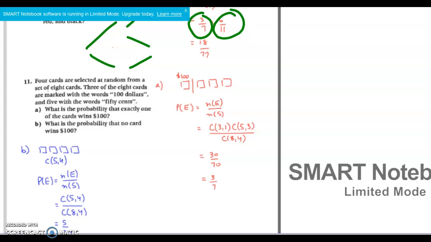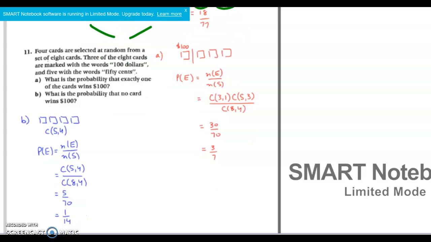This one here is a word question, not that difficult. Okay, so again, you have 4 cards. You're selected at random from 8 cards. 3 of the cards are marked like that. What is the probability that exactly one of the cards will win $100? 3 of the 8 cards are marked with this. So you look here and you say, I want exactly 1, which means I draw 1 of the 3, and then I draw 3 of the 5 non-winning ones.